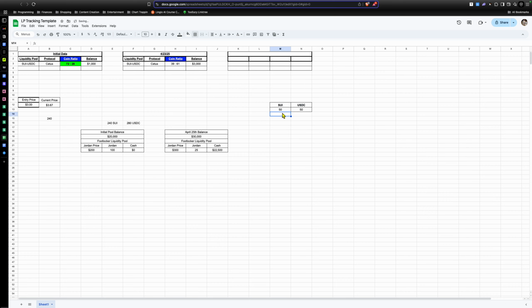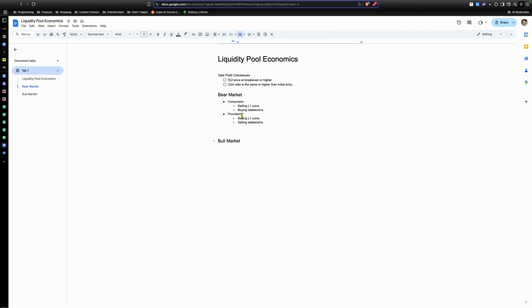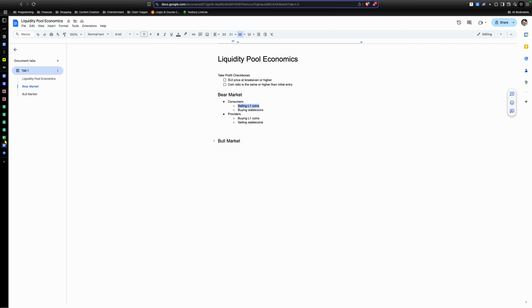Okay, when you first get into your pool and you supply liquidity, it's 50-50, it's even, right? As the market starts to go downwards, it gets bearish. What do people do with their coins when they get scared? They sell them, right? That's consumers right here. And who do they sell them to? They're gonna sell them to us, because we're the ones with the market. We're the ones with the liquidity, we're the liquidity providers. They're gonna sell us their L1 coins.